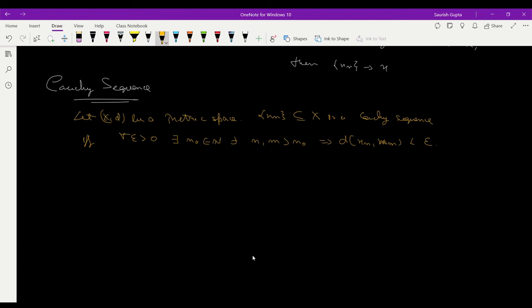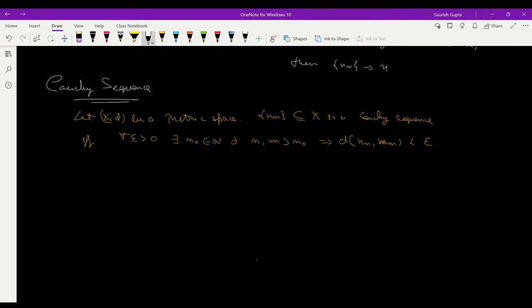Okay. So what does this basically mean? The Cauchy sequence is such a sequence in which as the sequence increases, the distance between the elements of the sequence keeps on decreasing.